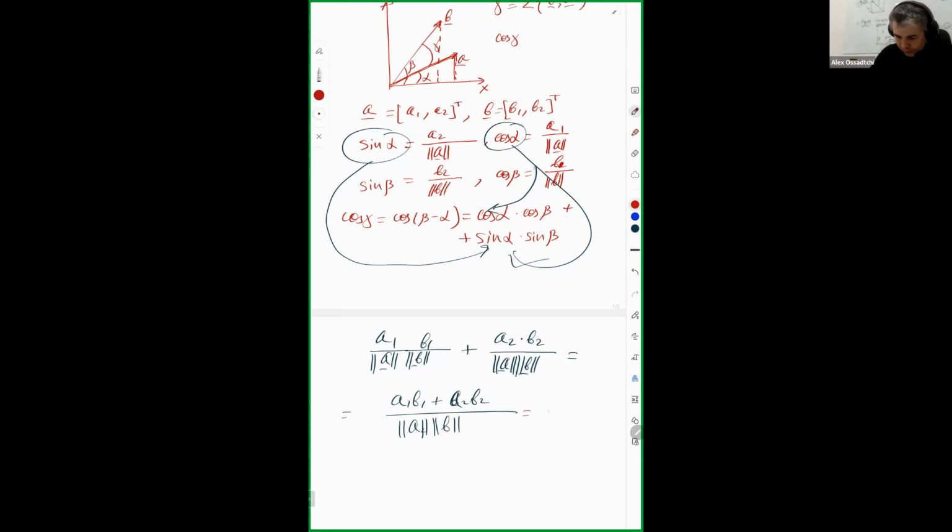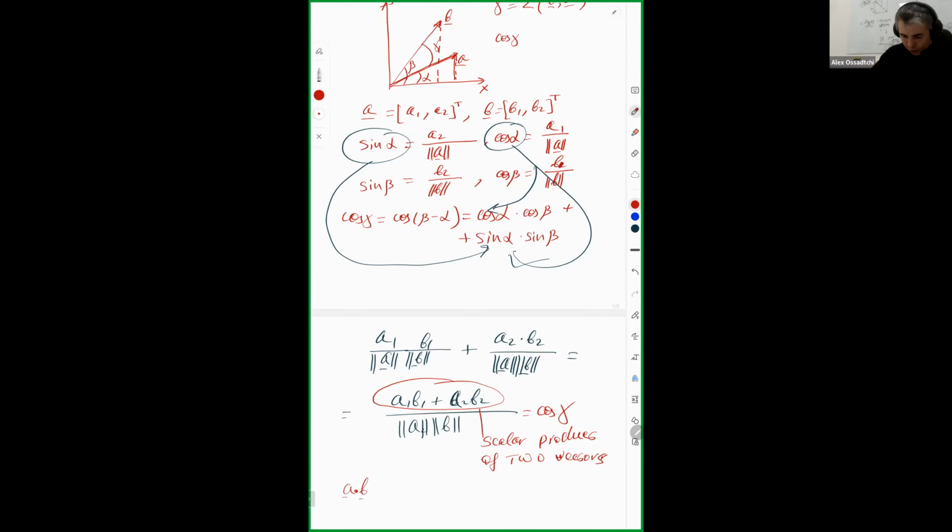And this is equal to cosine of gamma, right? Because this is what we were originally after. What the thing on the top here is, is something called the scalar product of two vectors, a and b. It's usually denoted as a big dot b.